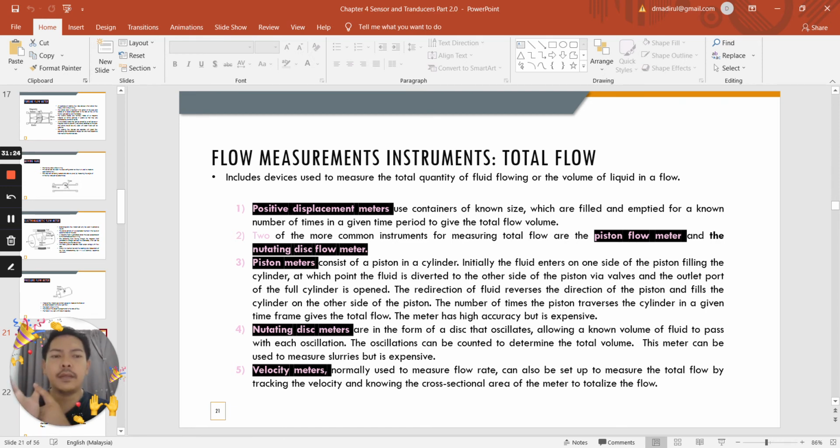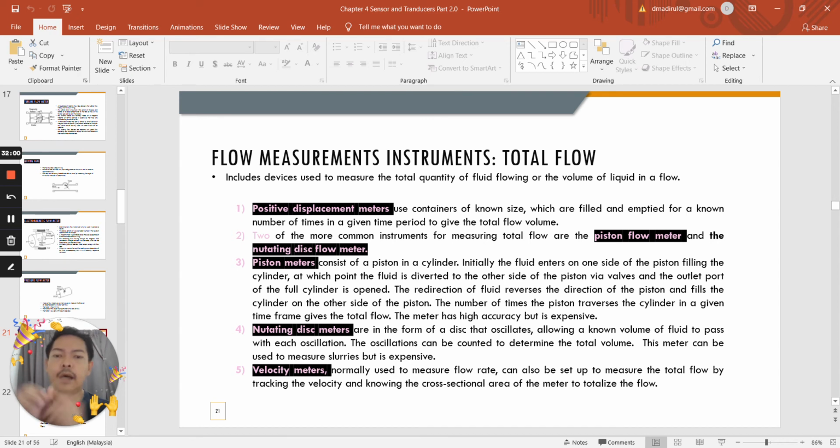Initially, the fluid enters on one side of the piston, filling the cylinder, at which point the fluid is diverted to the other side of the piston via a valve, and the output port of the full cylinder is open. The redirection of the fluid reverses the direction of the piston and fills the cylinder on the other side of the piston. The number of times the piston traverses the cylinder in a given time frame gives the total flow. The meter has a high accuracy but is quite expensive.